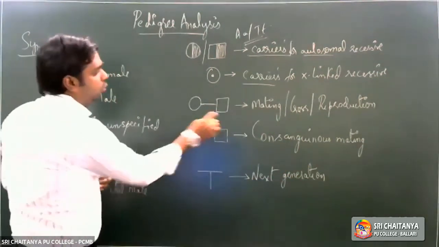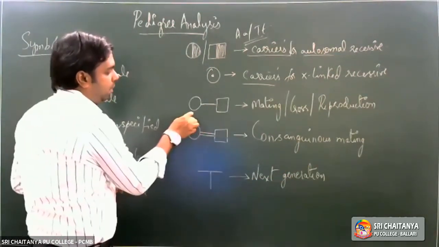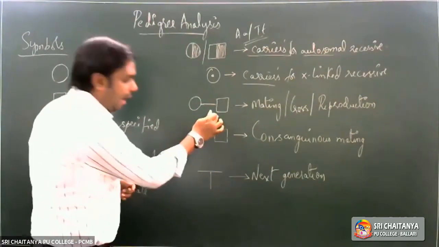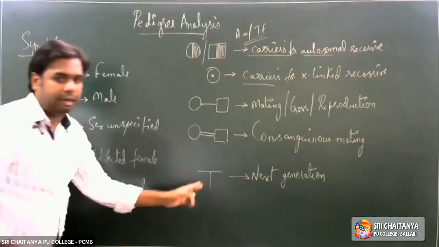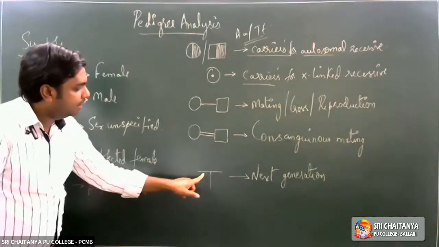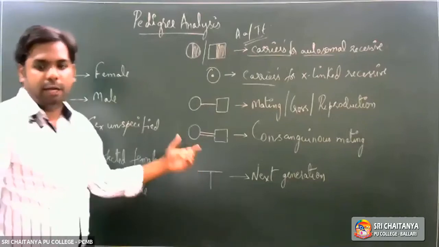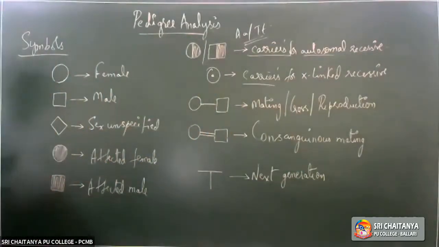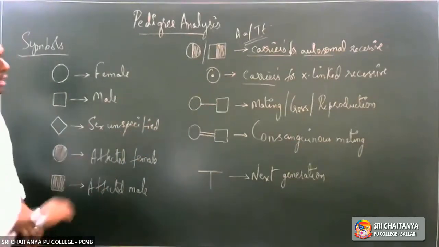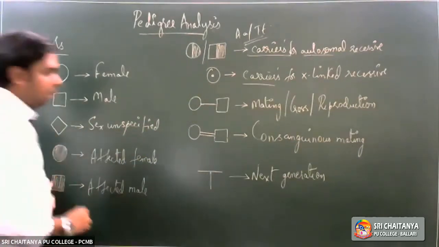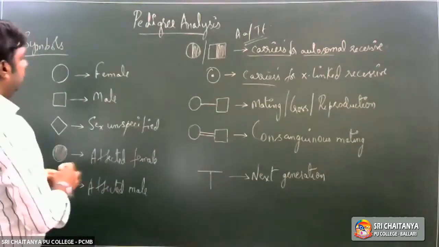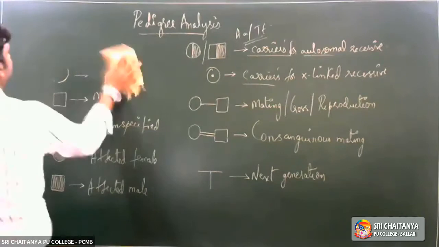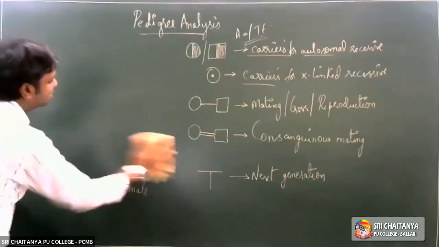So mating between two individuals is a horizontal line joining the female as well as the male. And if there is a vertical line connecting this horizontal line, then it would be the next generation. So we usually term it as the next generation. We'll finish off with this. These are some of the most commonly used symbols that we have.